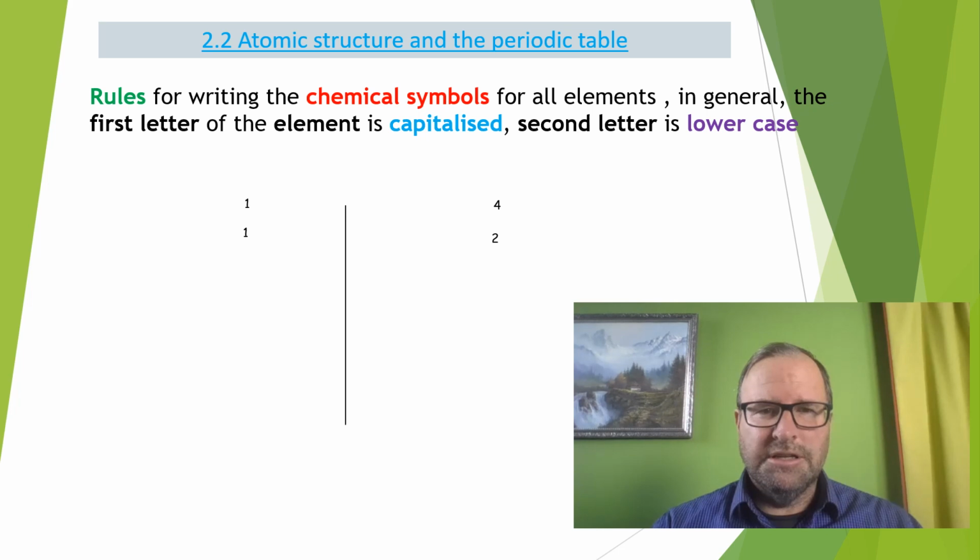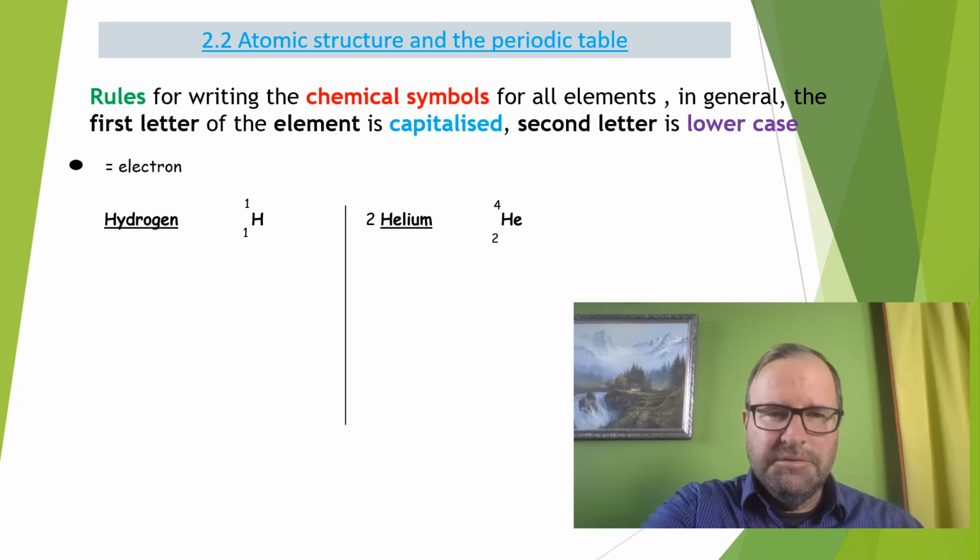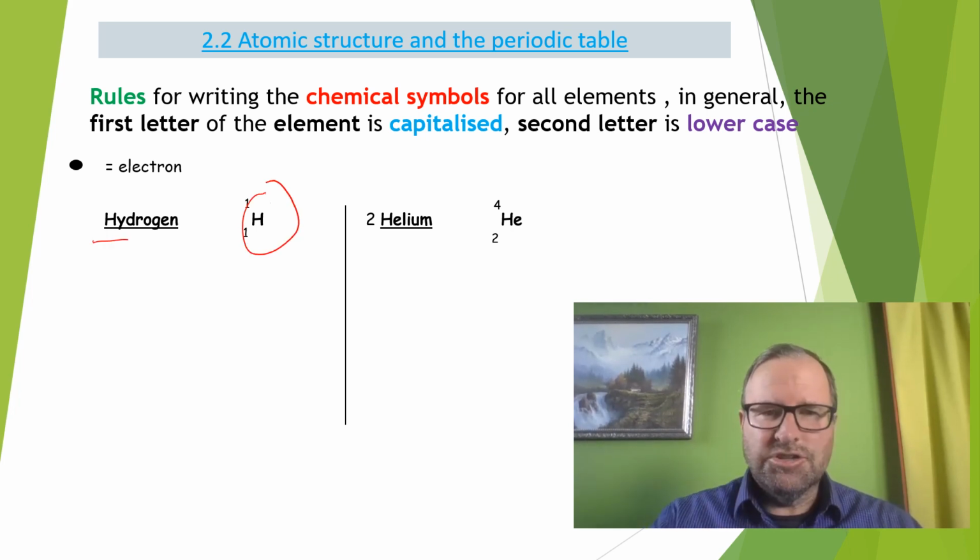Okay, rules for writing chemical symbols. In general, the first letter of the chemical name is capitalized, and then the second letter is lowercase. If we have a look at the first example here, where the dot represents an electron, we've got hydrogen, and you can see we've just written the first letter, H, and then helium, you can see we've written the first letter capitalized and the second letter lowercase. That's not always the case in general. We'll have a look at a few exceptions in the periodic table.